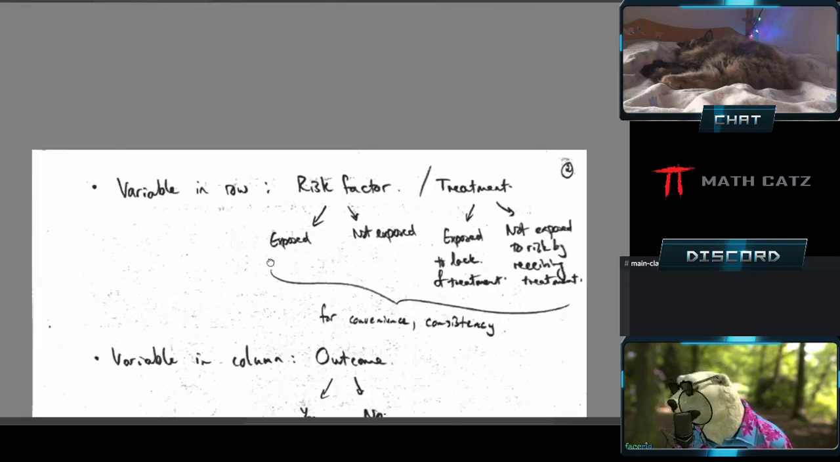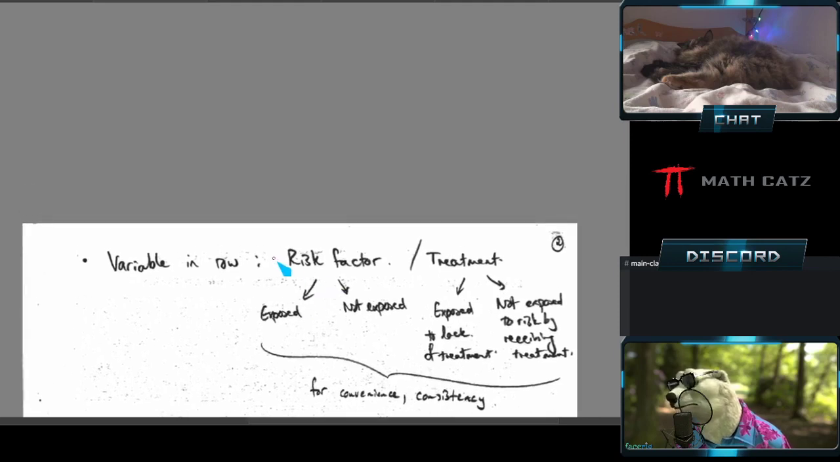So what we have, let me just hide some stuff here. What we have is, for consistency and convenience, we're going to pick the risk factor, like smoking is a risk for lung cancer, or the treatment in some other cases. We're going to put that variable on the left side to form the rows. The values of the variable will form the rows. The risk factor in some cases, treatment in another.